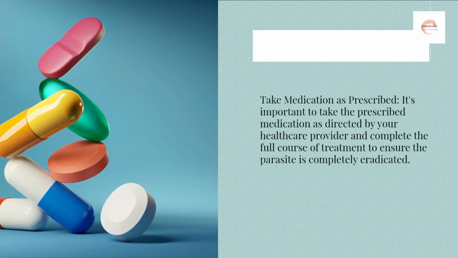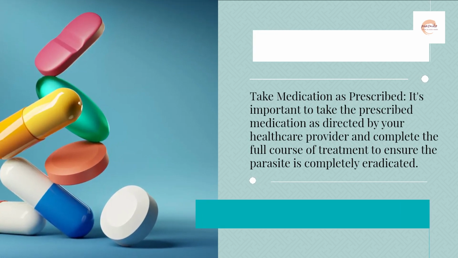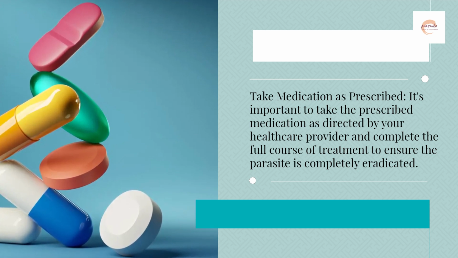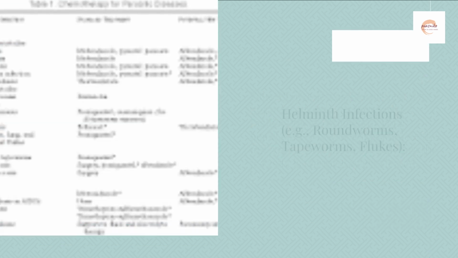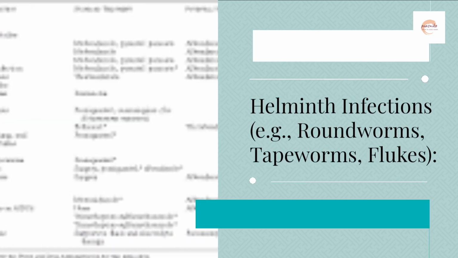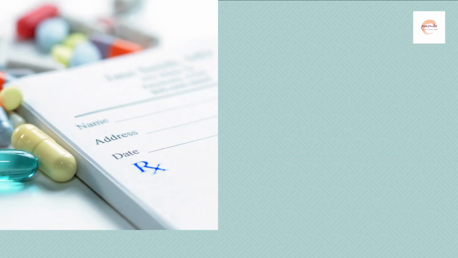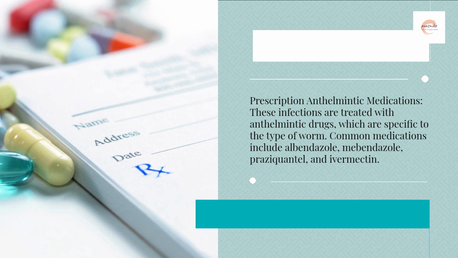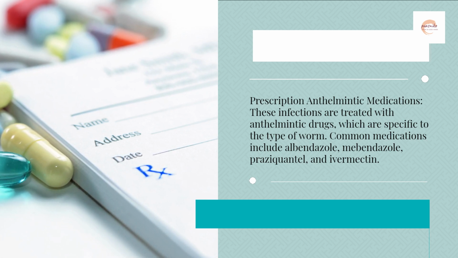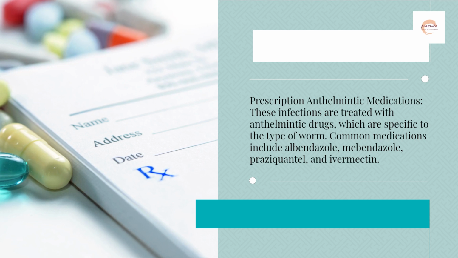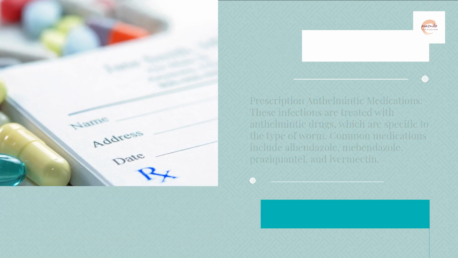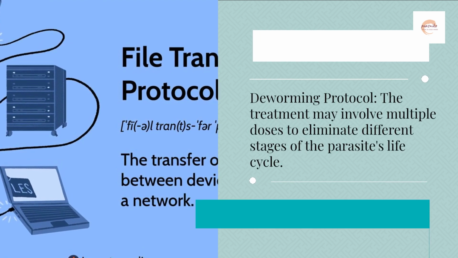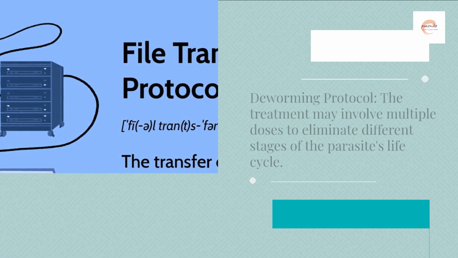Take medication as prescribed. It's important to take the prescribed medication as directed by your healthcare provider and complete the full course of treatment to ensure the parasite is completely eradicated. Helminth infections, e.g., roundworms, tapeworms, flukes. Prescription anthelmintic medications. These infections are treated with anthelmintic drugs, which are specific to the type of worm. Common medications include albendazole, mebendazole, praziquantel, and ivermectin. Deworming protocol. The treatment may involve multiple doses to eliminate different stages of the parasite's life cycle.